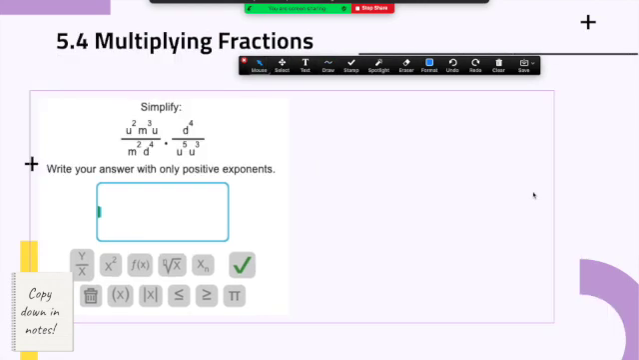Section 4 is multiplying fractions. Now we're asked here to simplify u to the power 2 times m to the power 3 times u, over m to the power 2 times d to the power 4. And that's going to be multiplying with d to the power 4 over u to the power 5 times u to the power of 3. So for this one, let's try and work on it together.